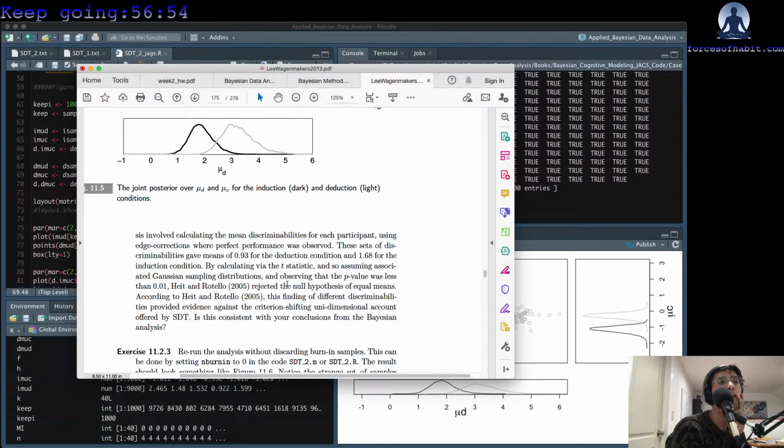So I find that discriminability for deductive is on average larger than that of the inductive. So I got the opposite findings.